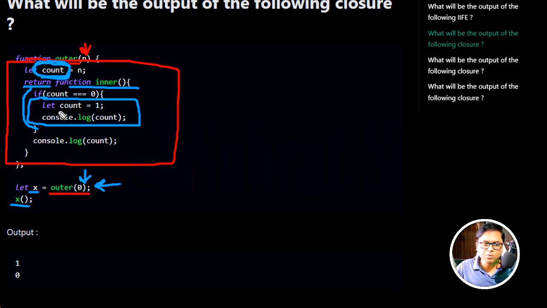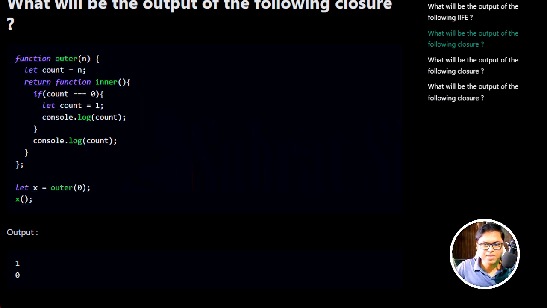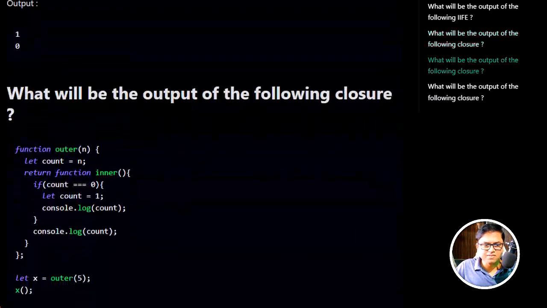So when we are creating a variable with the same name, it will be created without any error, but its scope will be only within this if block. Okay, so now console.log count will log 1, but this count will log 0 because it will access this closure variable. Okay, not this one. Clear?